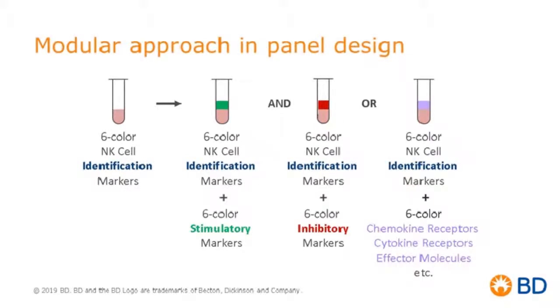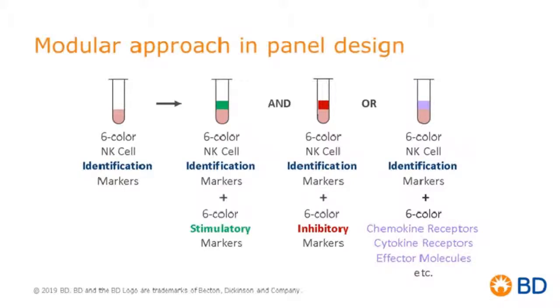And if we wanted, we could expand our analysis and keep adding different drop-ins, whether we want to look at chemokine receptors, cytokine receptors, or even intracellular molecules or effector molecules. So really this speaks about the flexibility and the value of having a modular multicolor flow cytometry panel.